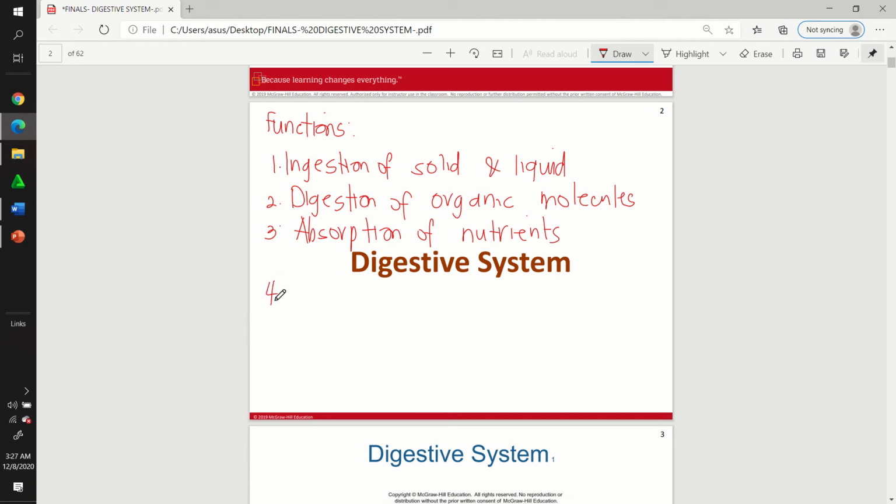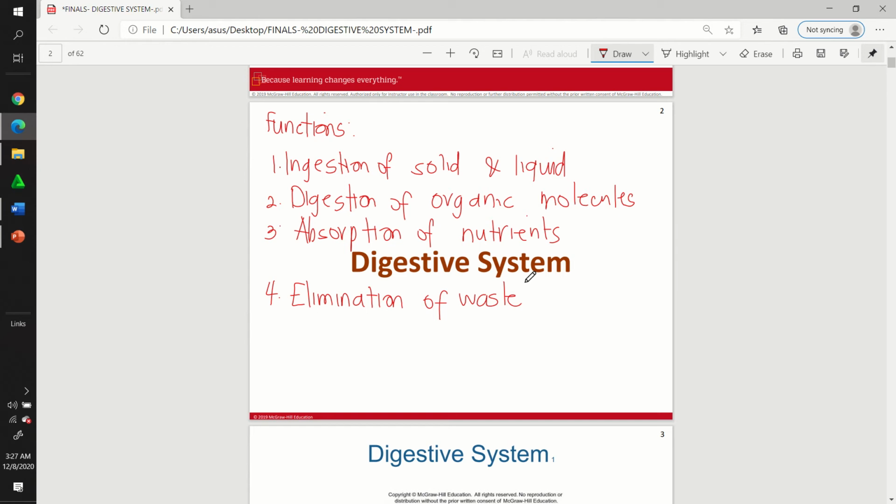And then elimination of wastes: the removal of undigested materials such as fiber from food, plus other waste products from the body as feces. So in summary, the functions of the digestive system are to take in food, break down the food, absorb the digested molecules, provide nutrients to the body, and eliminate those wastes.